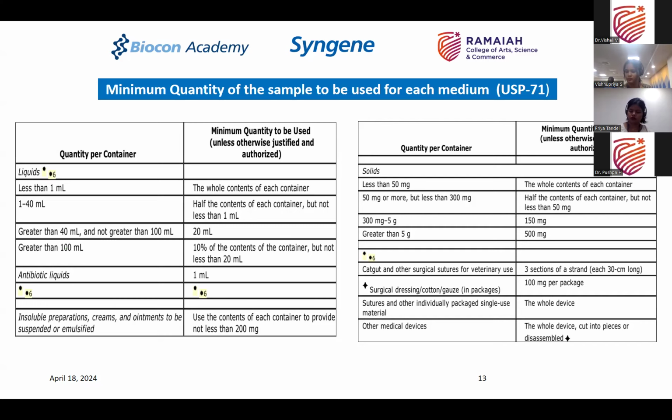Enriched media, in the sense, is media in which we enrich by adding a special substance. That's called enriched. For example, blood agar. Have you heard about blood agar? I think you know about blood agar. Why is it called blood agar?